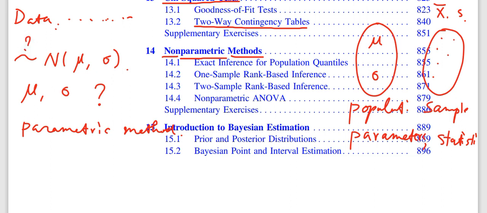Then sometimes, once we have data, how can you assume those are normal? We have no idea, right? We cannot assume this is normal. So without this, we do not have those assumptions, and we want to estimate something or some other things. So we call this the non-parametric method.